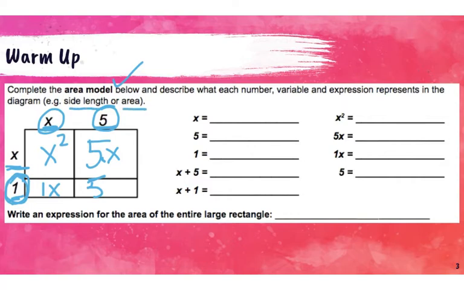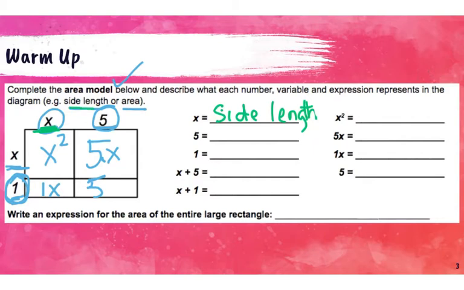All right. So let me change colors. This x is up here. That would be a side length. Remember, if it's on the outside of the rectangle, then it is a factor. It is a side length. If it's inside of those boxes or rectangles, that is the area. All right, so let's continue.